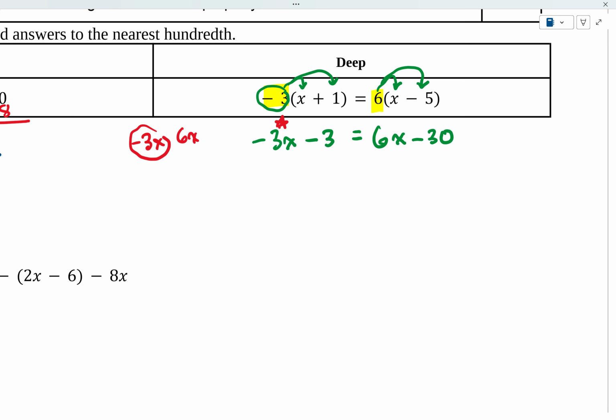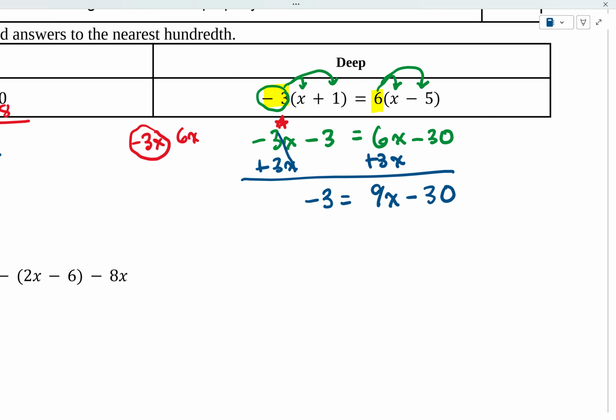And so why do I choose to work with that one? Well, if we want to undo -3x, then we need to add 3x. And so I'm going to add 3x and balance my equation on both sides. And I'm left with -3 on the left, but more importantly, 9x. That's a positive 9x. So that's why I choose the smaller variable term to move to the other side, because then it allows me to have a positive variable. And I don't have to worry about dividing by a negative at the end.